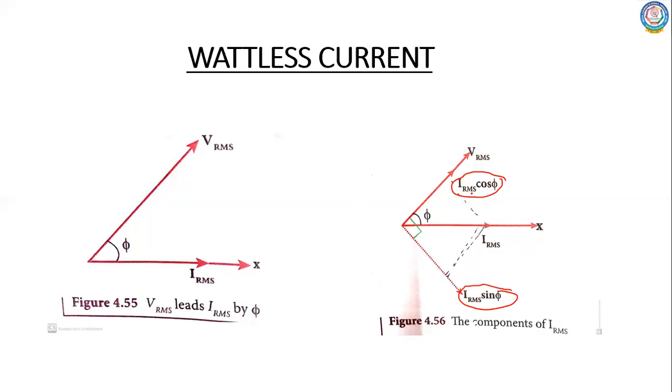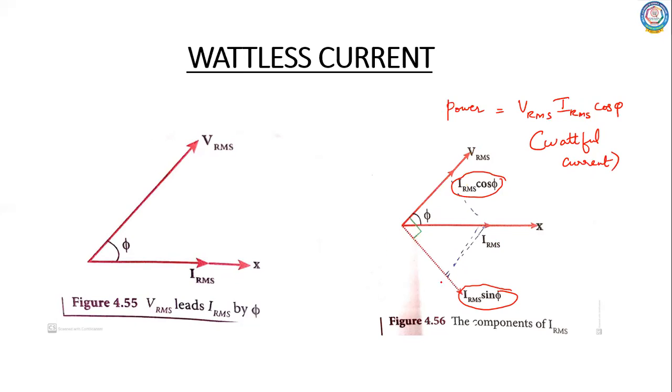Look at this diagram. In this component, current and voltage are in phase with each other. So the current is considered to be an active component which accounts for the useful power. What will be the formula for the power consumed by this? We know the formula for power is V into I. Here V is VRMS and I is IRMS cos phi. So the power consumed by this is given as VRMS IRMS cos phi, and this current is called wattful current.